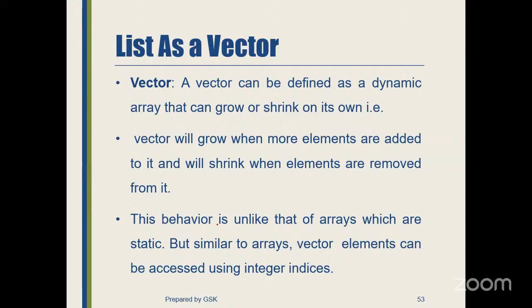Now, coming to the vector, a vector can be defined as a dynamic array that can grow or shrink on its own. Whenever you want to add more elements, the size of the vector automatically grows. If you delete elements, the size of the vector automatically shrinks. This is the advantage of the vector, which is why it is called a dynamic array. Based on the requirement, the size of the vector will change.